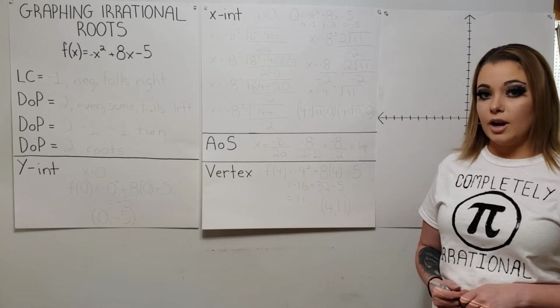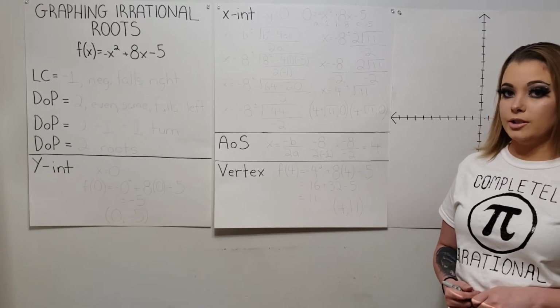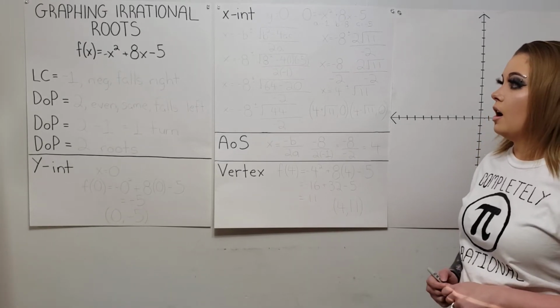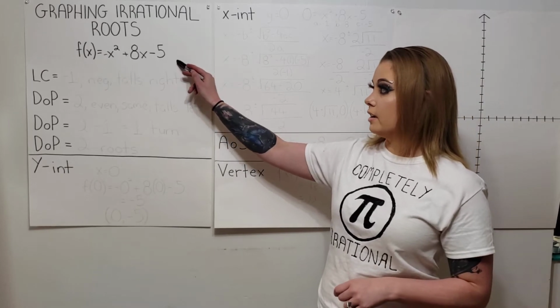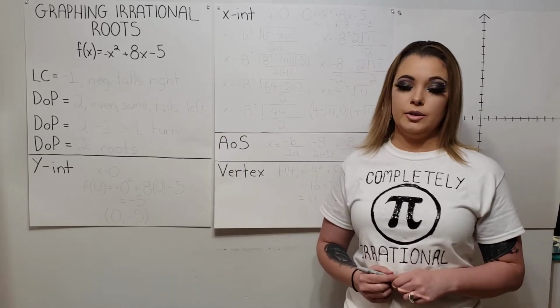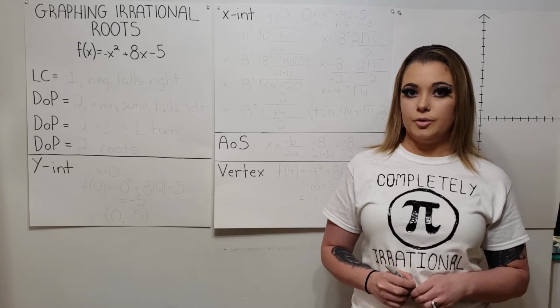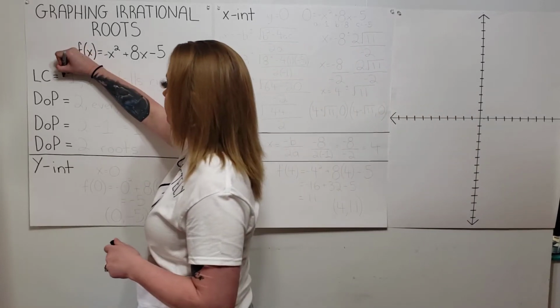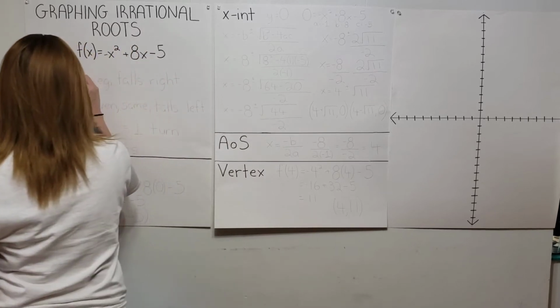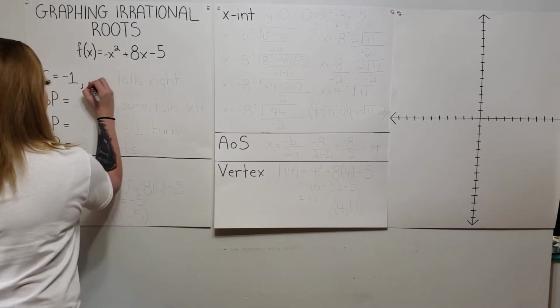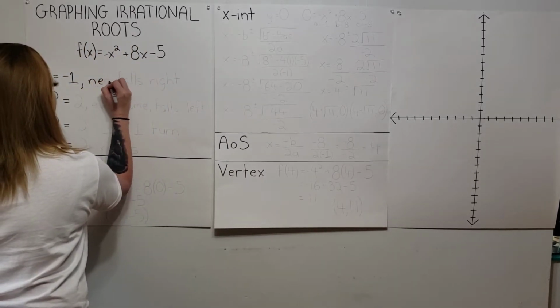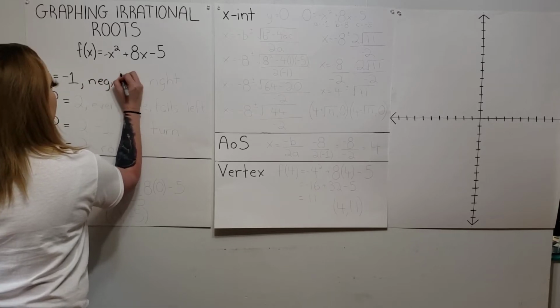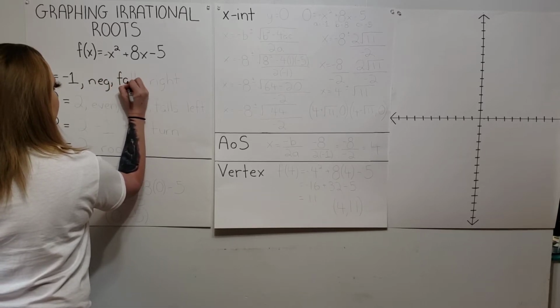Today we are going to be graphing a polynomial with irrational roots. Our polynomial is quadratic. The first thing we're going to do is find the end behavior. Our leading coefficient is a -1. The negativity tells us that it's going to fall to the right.